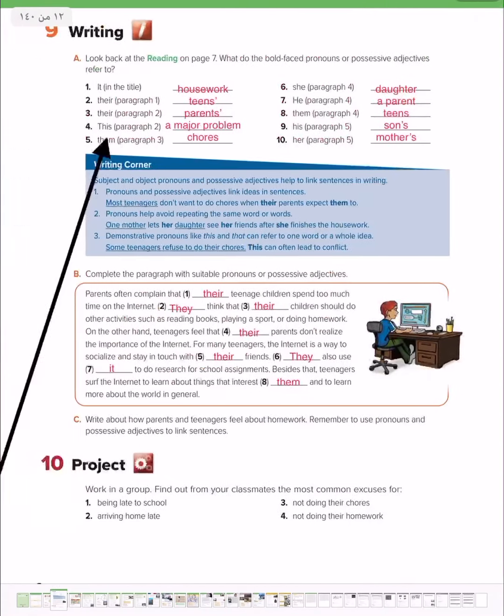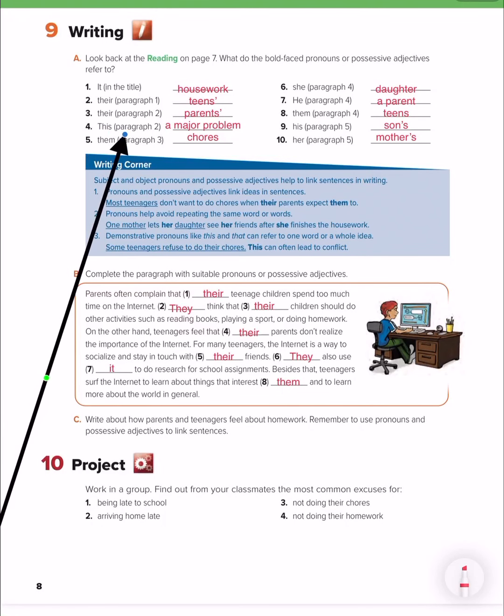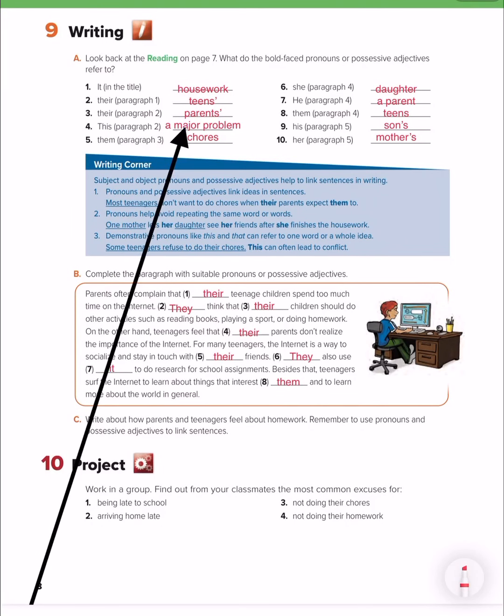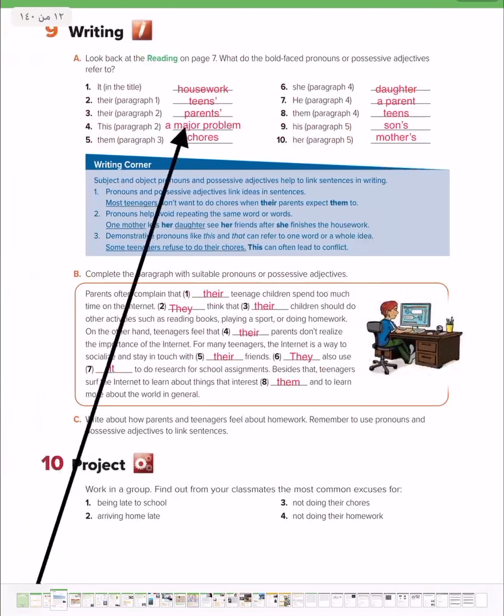So we will write here parents. Number 4, this in paragraph 2 refers to what? Look here, we have this. It refers to a major problem, okay? This usually leads to unnecessary conflict between teens and their parents. So this, it refers to a major problem.